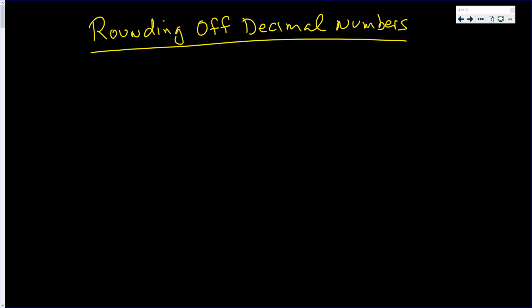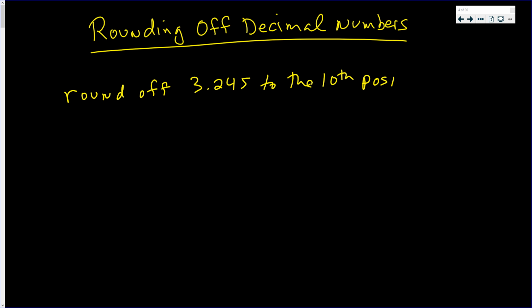We're going to learn how to round off decimal numbers. Suppose you were asked to round off 3.245 to the 10th position. Well, first, you need to find the 10th position. And that's the 10th position right there.